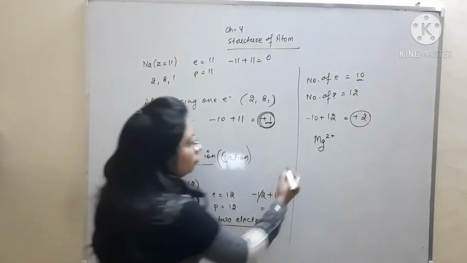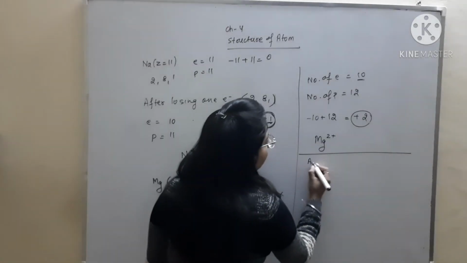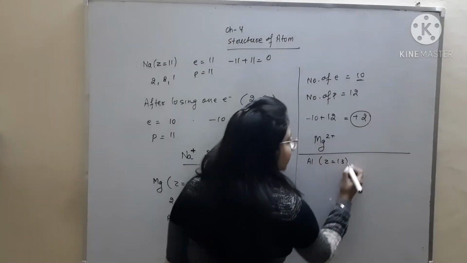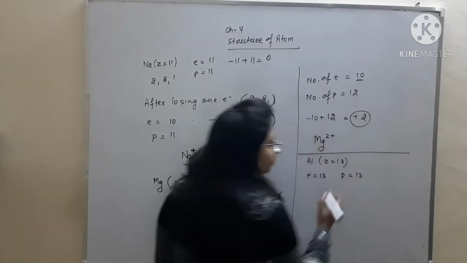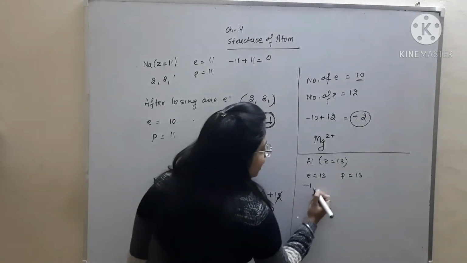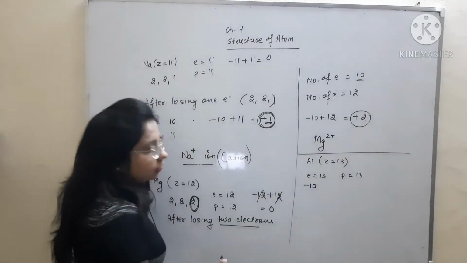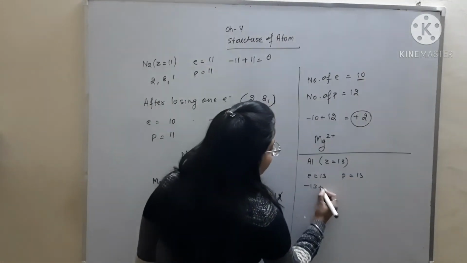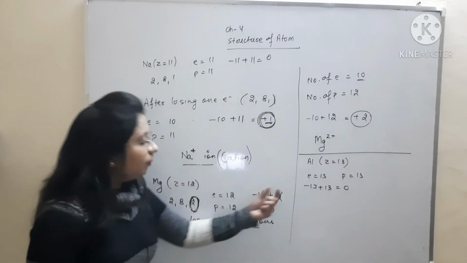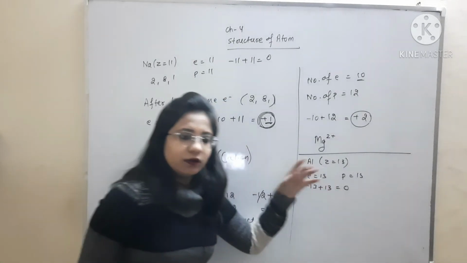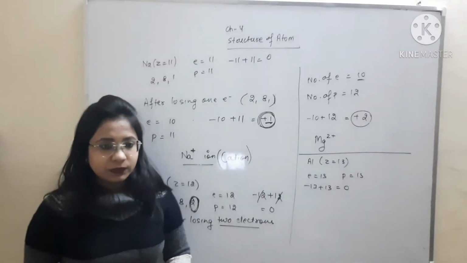Now we come to aluminium. Aluminium has atomic number 13. It will have 13 electrons and 13 protons. Because of 13 electrons, it will have minus 13 units of charge, and because of 13 protons, it will have plus 13 units of charge, making the net charge 0 because they will cancel out each other.